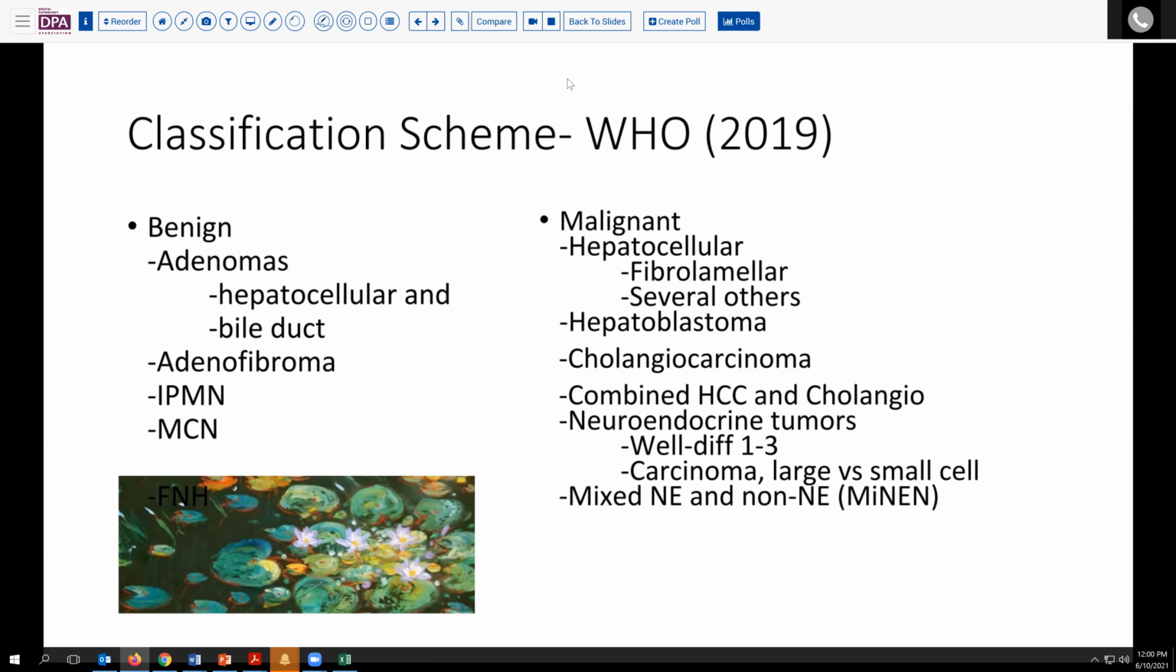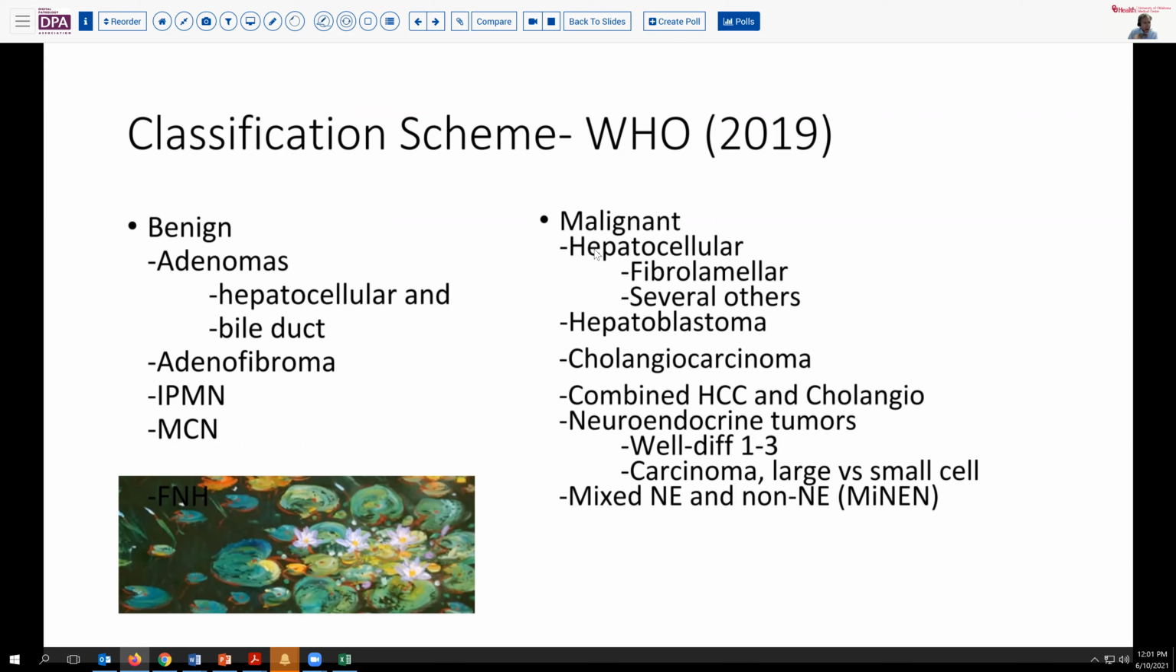Not terribly complicated, but there are a number of things on here, as usual, that are very uncommon. We've got the benign side of various adenomas, both hepatocellular and bile duct types. And then these other three things are really quite uncommon in the liver. IPMN and MCN you should be able to recognize because you see them frequently in the pancreas. Adenofibromas, I could not find one in our files, and so you'll have to go to the textbooks to look for what those things look like.